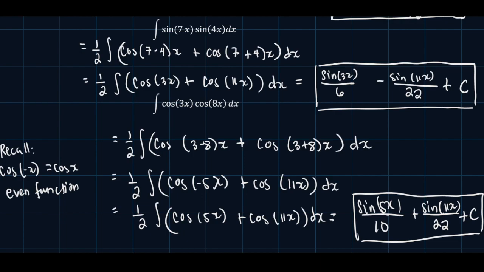Okay, so this concludes our video discussions on trigonometric integrals. Now, it may seem intimidating, pero luckily for us, may mga formulas na for us to use in order to answer or to solve the antiderivatives.